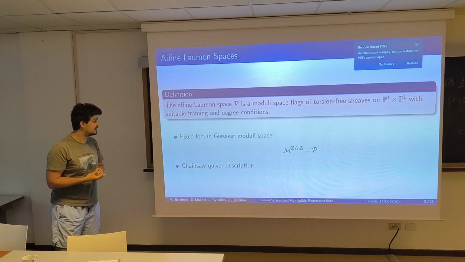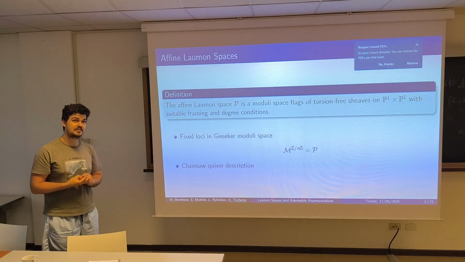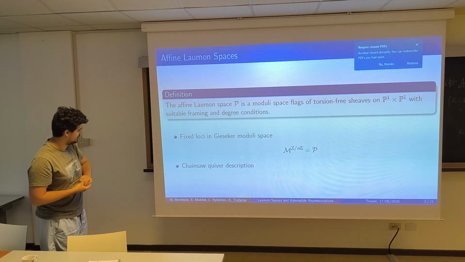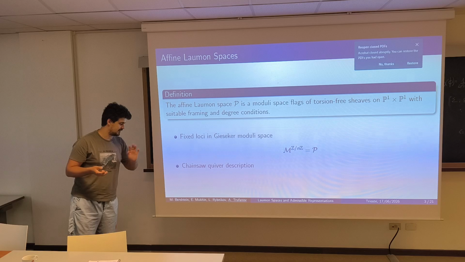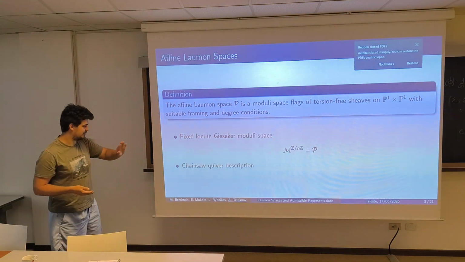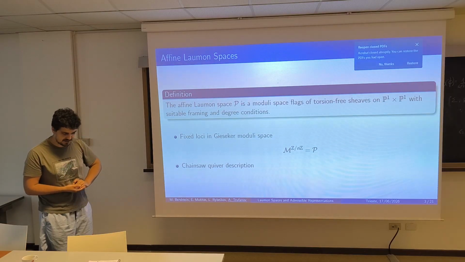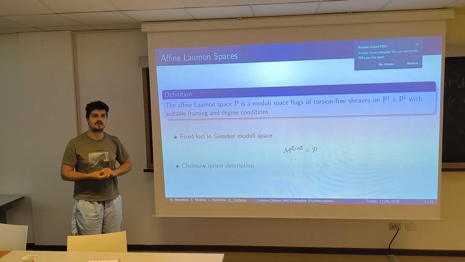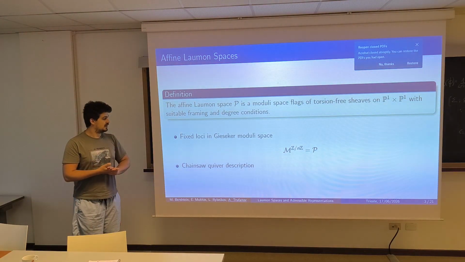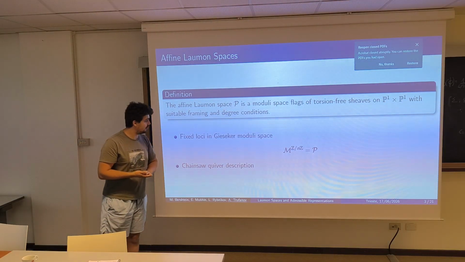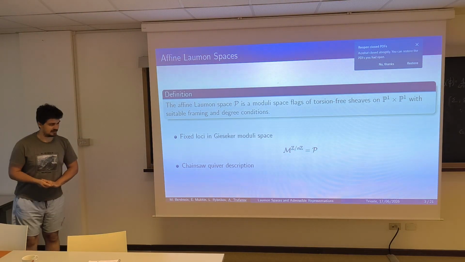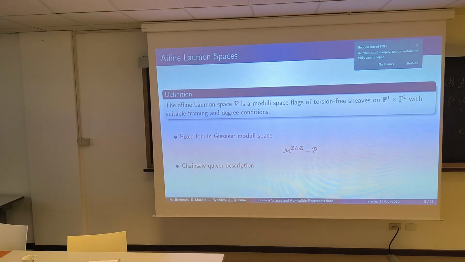By Gieseker moduli space, you mean the instanton moduli space, the application of the instanton moduli space on P1 times P1. Yes, the Jordan quiver. So indeed, Gieseker is the instanton moduli space, and Laumon is the instanton moduli space for gauge theory on P1 cross P1 with a surface defect. Indeed, but I don't know a lot about this. You can tell me more. So let's go further.